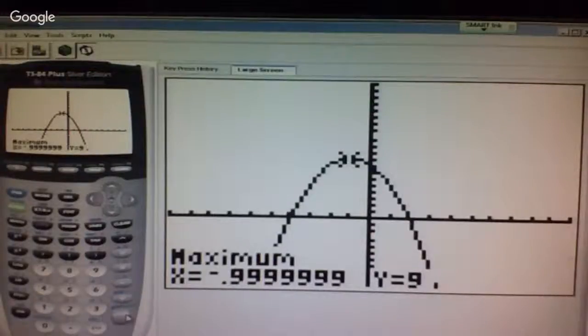-0.999999 is close to what? -1. And my y is at 9. So your vertex is at -1, 9. -1, 9.